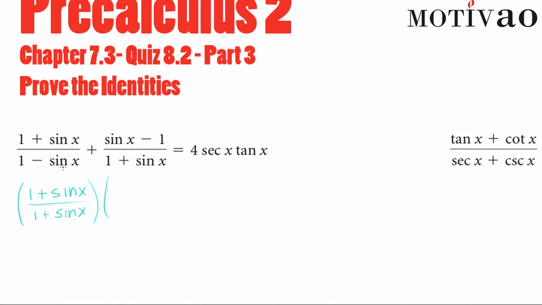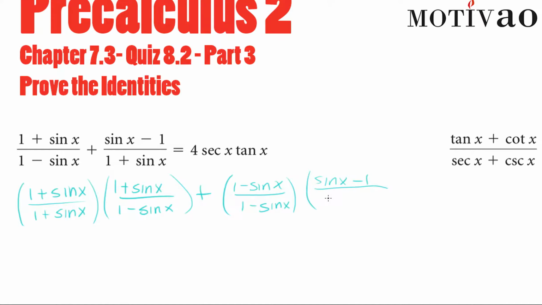Okay, that would give us a common denominator times 1 plus sine of x over 1 minus sine of x, plus, on the right side, we need to multiply by this term, 1 minus sine of x. Okay, so I'm going to write 1 minus sine of x over 1 minus sine of x times sine of x minus 1 over 1 plus sine of x. Okay, now we FOIL the top, we FOIL the bottom. The bottom is the difference of squares, but I'm going to FOIL it anyway.